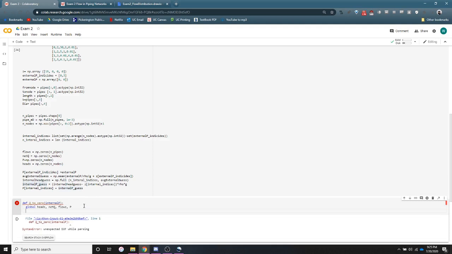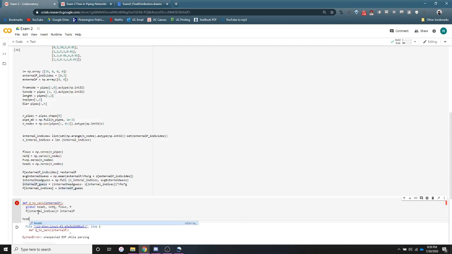Next thing we need to do is set this P in from internal indices into the internal P, because before it was just P guess, but now we need to set that to actual internal P. So P at internal indices equals internal P. Nope, just internal P.